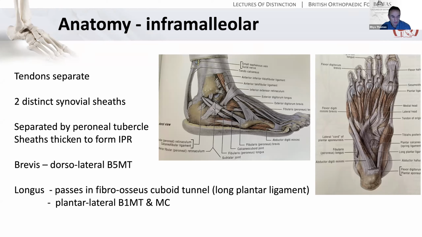The longus passes in its fibro-osseous cuboid tunnel and is covered by the long plantar ligament, and then runs across the foot to attach to the plantar lateral base of the first metatarsal and the plantar lateral aspect of the medial cuneiform.